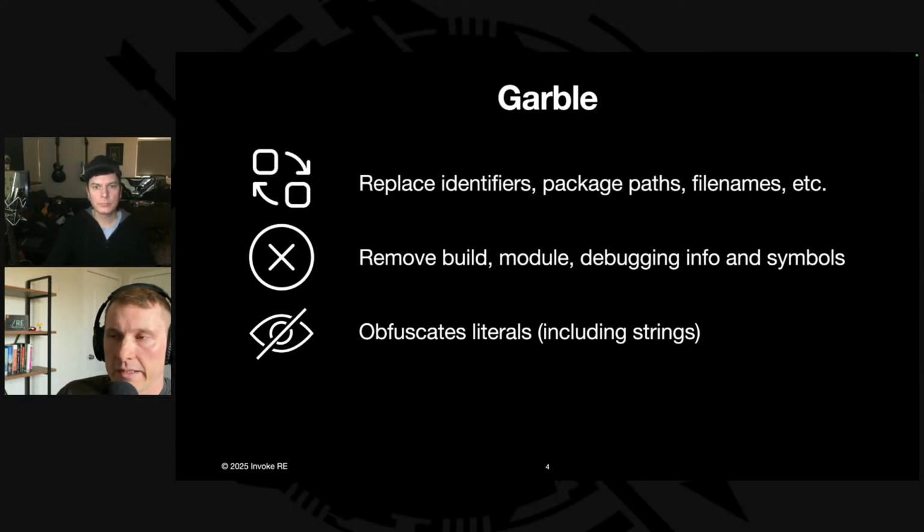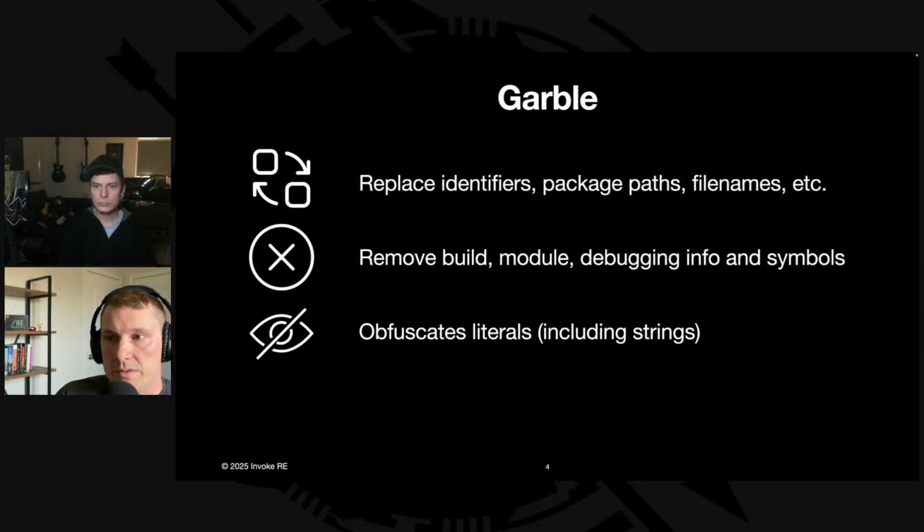So for example, it will replace identifiers, package paths, file names, etc., with hashes of those values, and then it will base64 encode those as well. And since the hashing algorithms are one-way functions, you cannot recover that information when you're reverse engineering them. It will also remove a bunch of build information, module information, debugging information, and the symbol table, so that cannot be used to recover information about the given Golang binary.